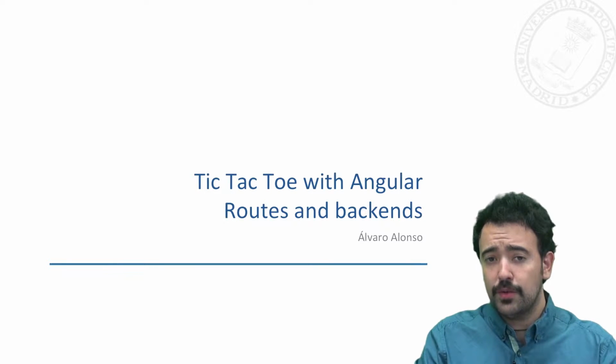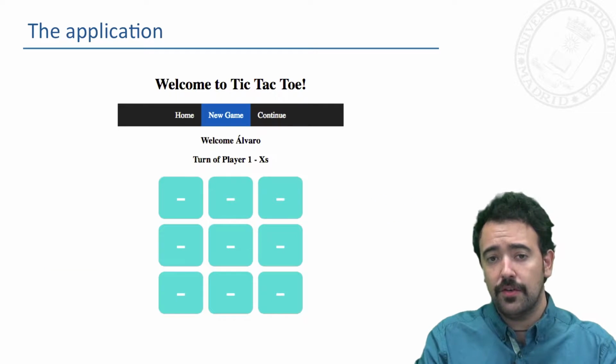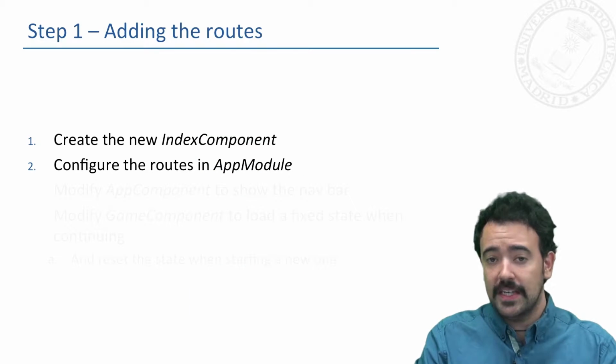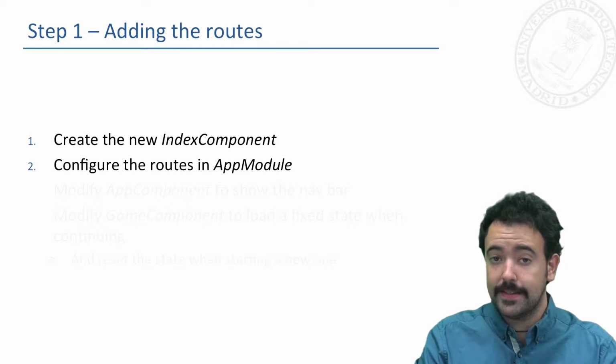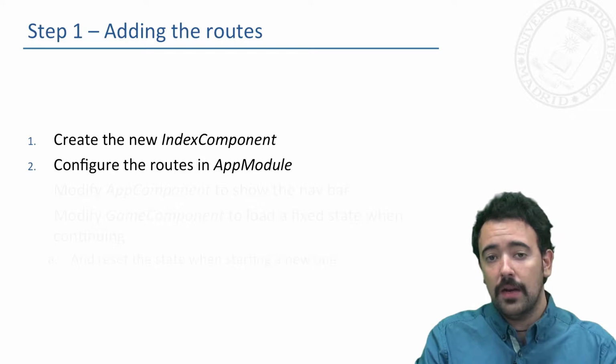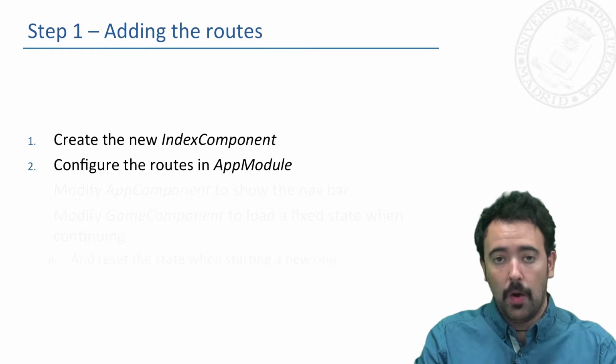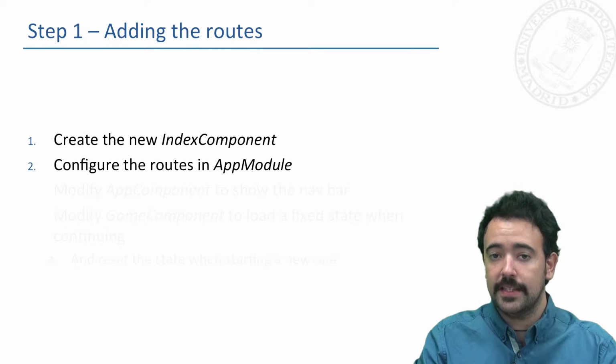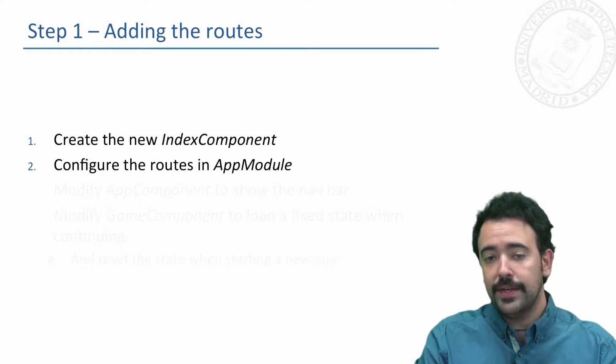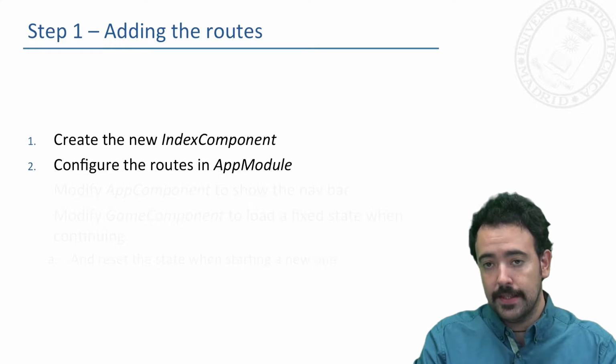In this video we are going to start the implementation of our tic-tac-toe simple page application. The first step is to add the routes to our tic-tac-toe game in order to allow three pages: the home page, the page for starting a new game, and the page for continuing an already started game.